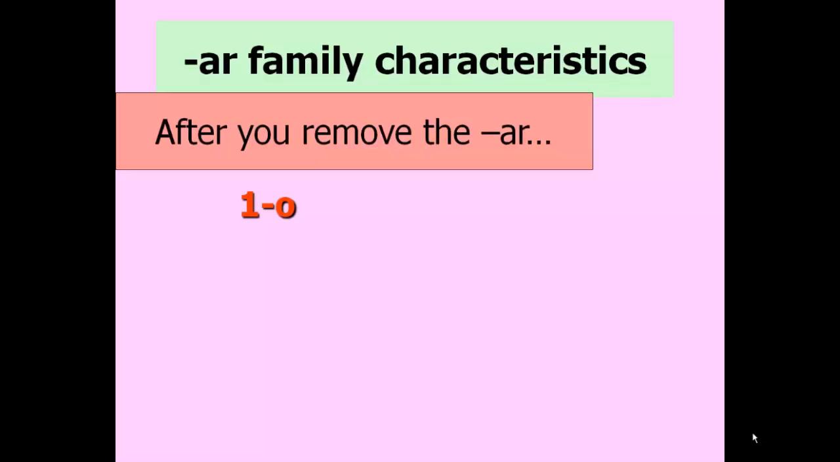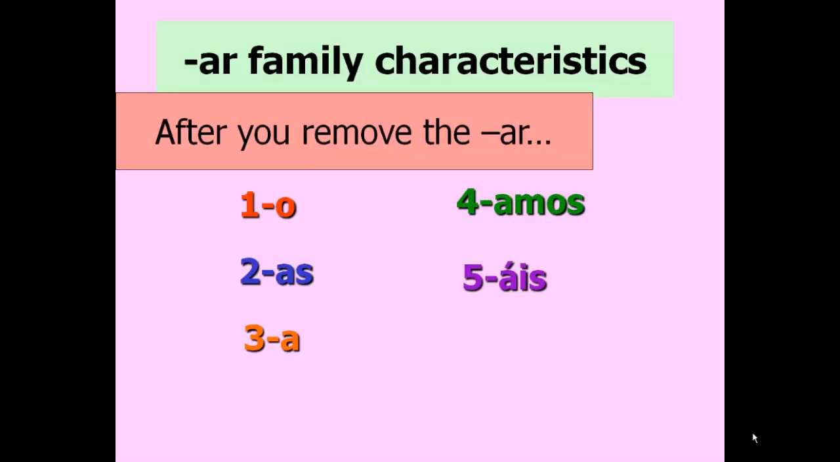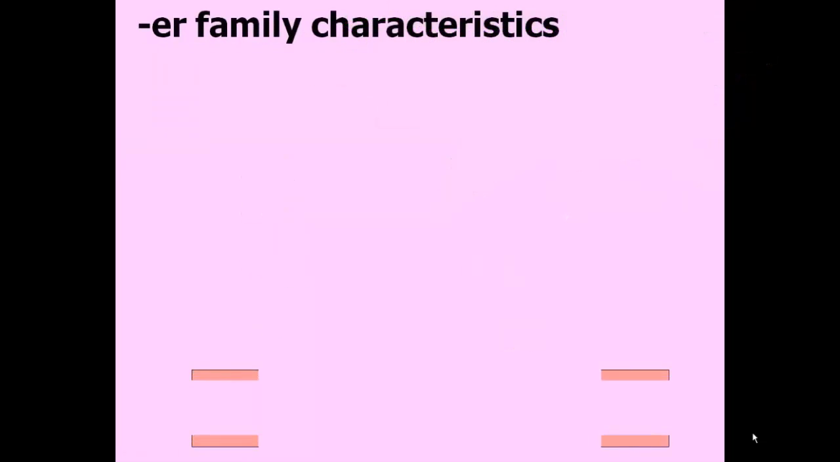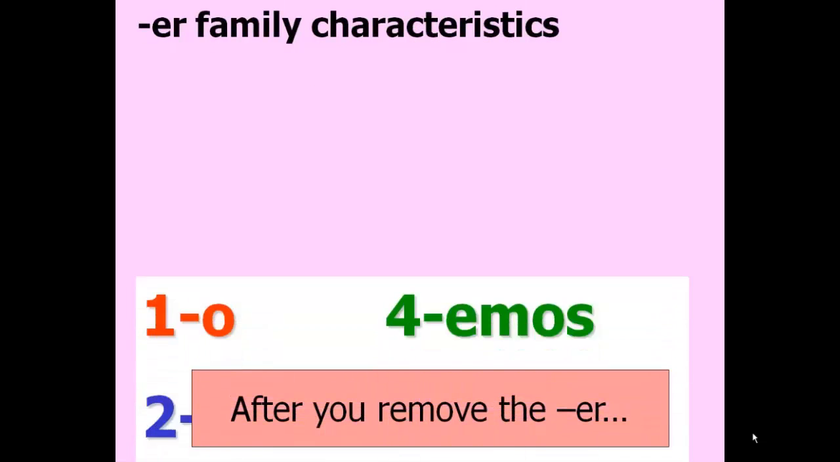For yo, you're going to put an O. For tú, as. For usted, él, and ella, a. Nosotros will end with amos. Vosotros with áis. And ustedes, ellos, and ellas will share an. Notice the color coding? It makes it fit that verb wall in Mrs. McGraw-Smith's room.